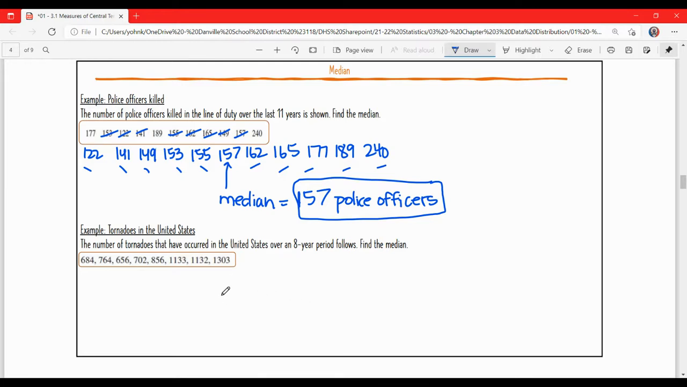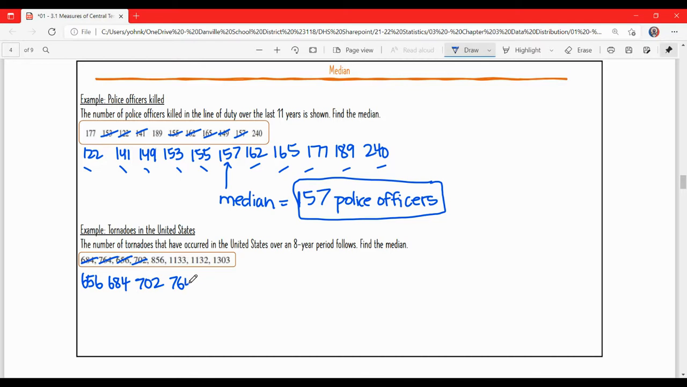Surprisingly, I have an even number. So the number of tornadoes that have occurred in the United States over an 8-year period follows. Find the median. All right, so I got to put these in order, smallest to biggest. First one is 656. The next one was 684. 702.